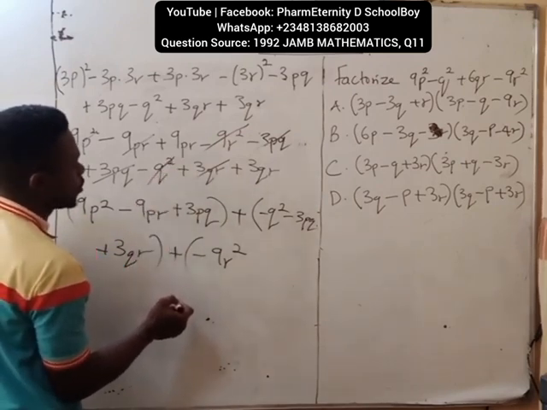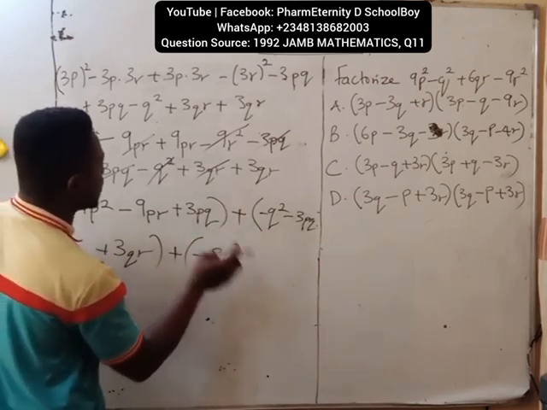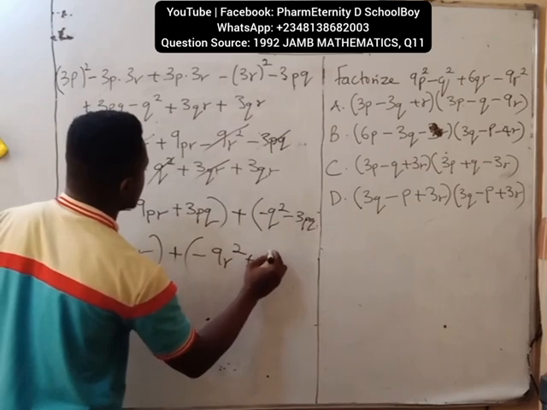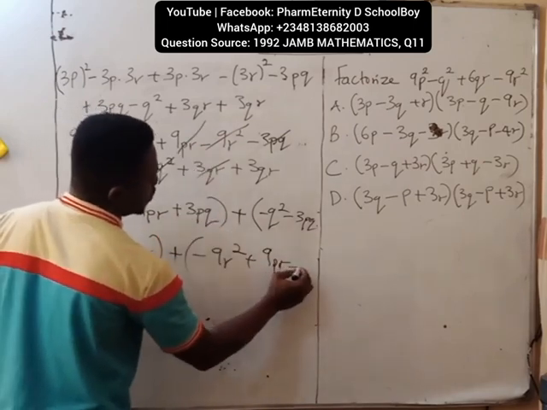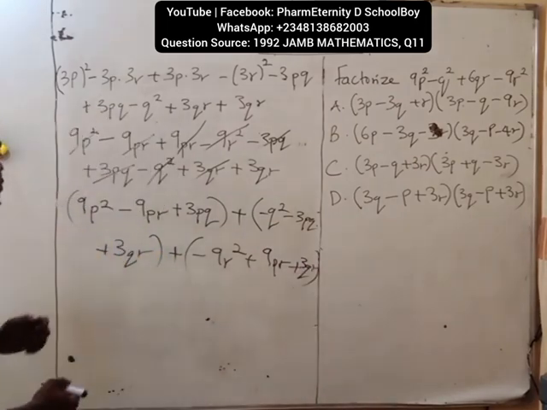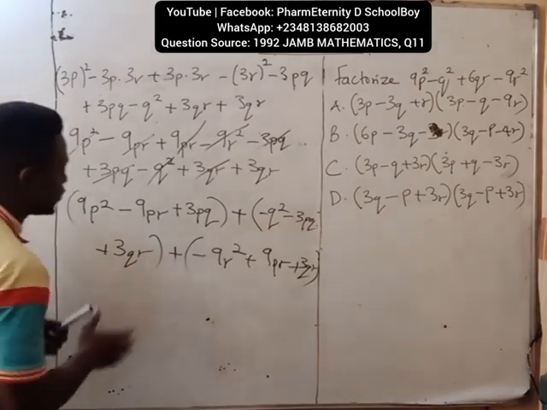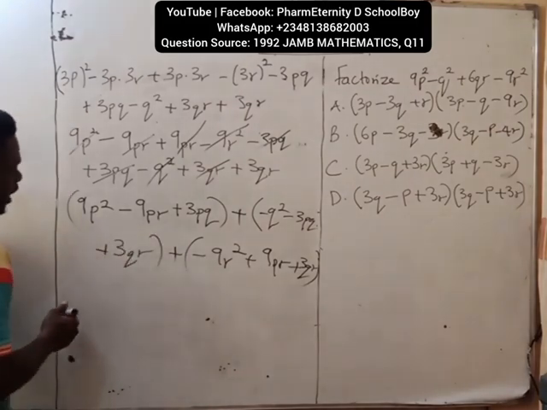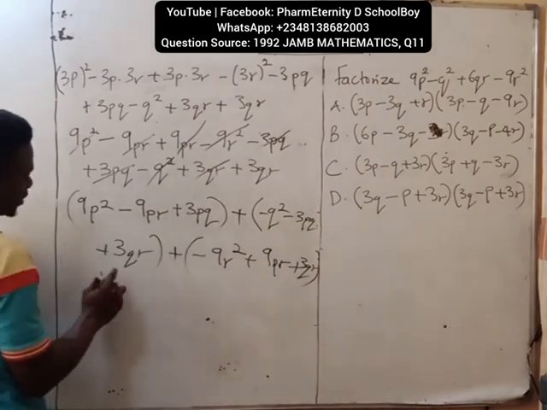So what other terms contain R? We have plus 9PR. This will go, plus 3QR. Good. Now let us bring out the common factor from each of these groups of terms. Now here, the common factor is 3.